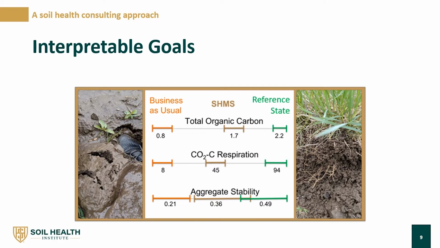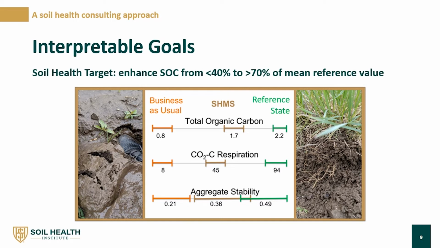And what we notice is that for each of these indicators, the values change depending on which management state you're going into. And that really gives us some teeth to apply and use to build goals when talking to clients about soil health management. So if your client comes to you and asks, how healthy is my soil? You could go out and measure the total organic carbon. And from that measurement, help your clients build a goal for what they need to make in terms of their targets, right? So we might identify a soil health target for a client to say, we need to enhance our soil organic carbon from less than 40% of the mean reference value to 70% of that mean reference value.